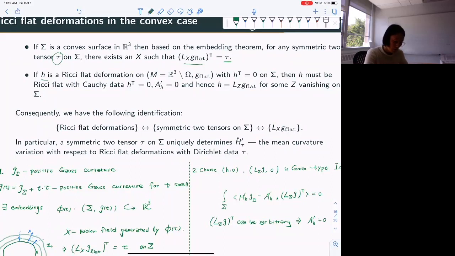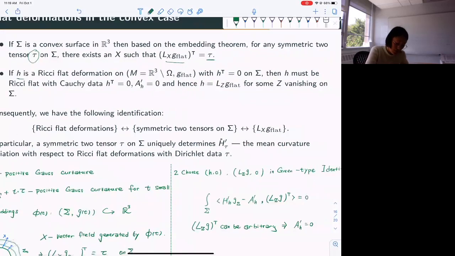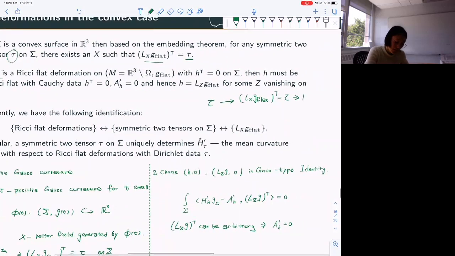In more detail, if we are given a symmetric two-tensor tau, we can construct a flat deformation, g flat, with Dirichlet data equal to tau. And then we compute the mean curvature variation with respect to this flat deformation. This is denoted here. You might ask, we can of course construct another flat deformation.